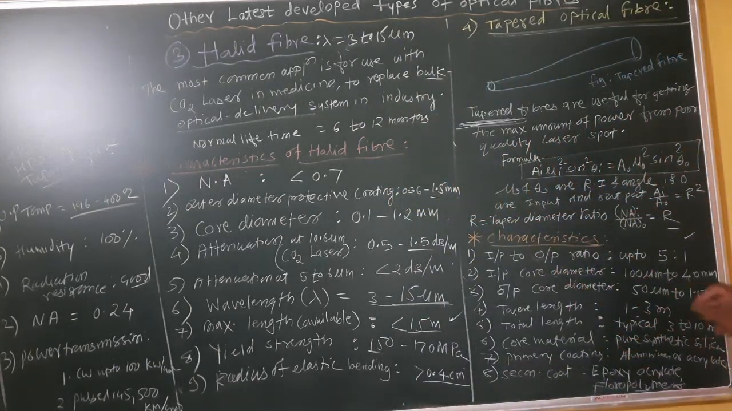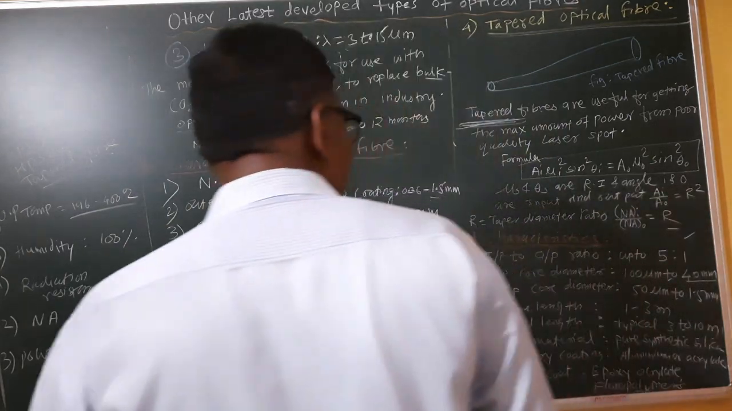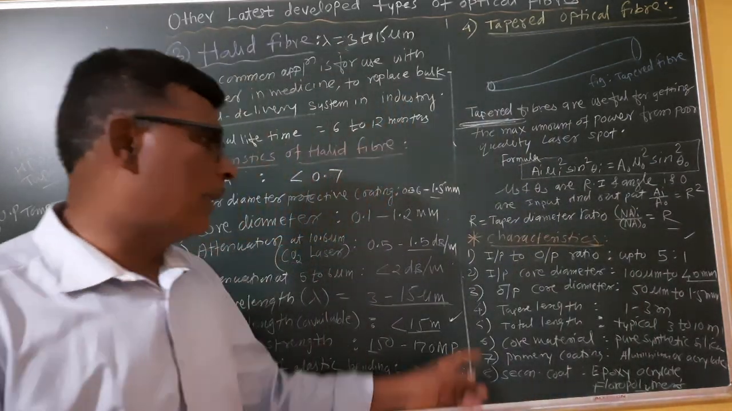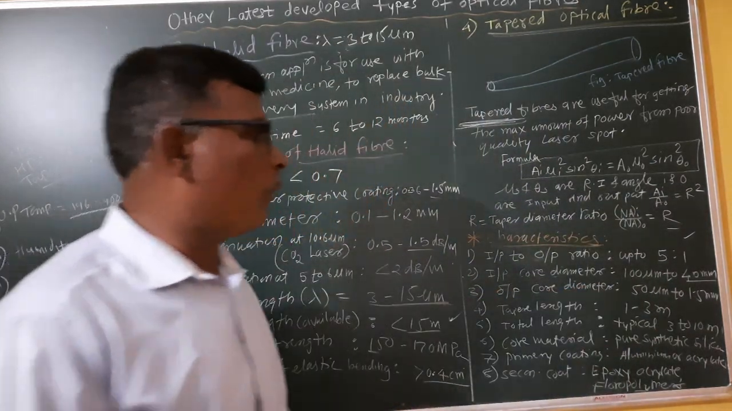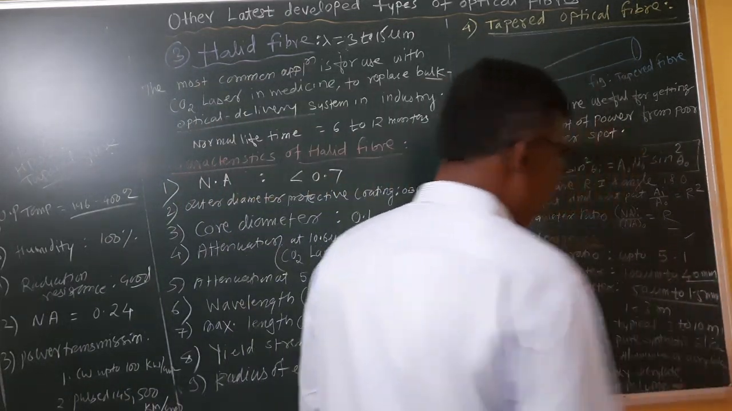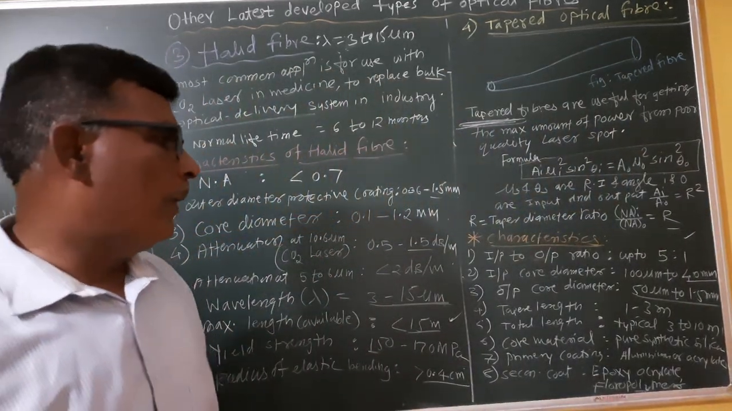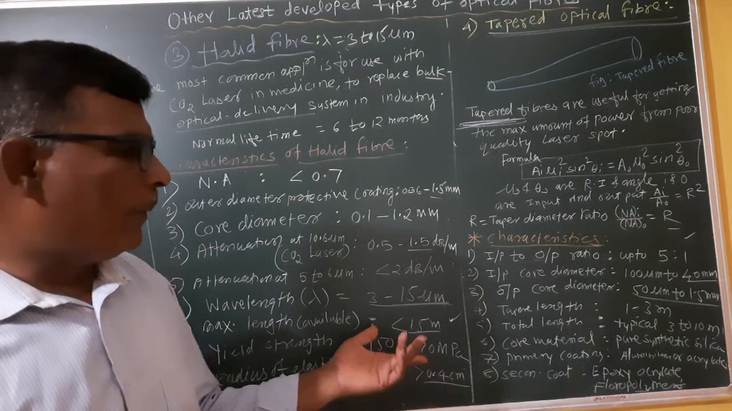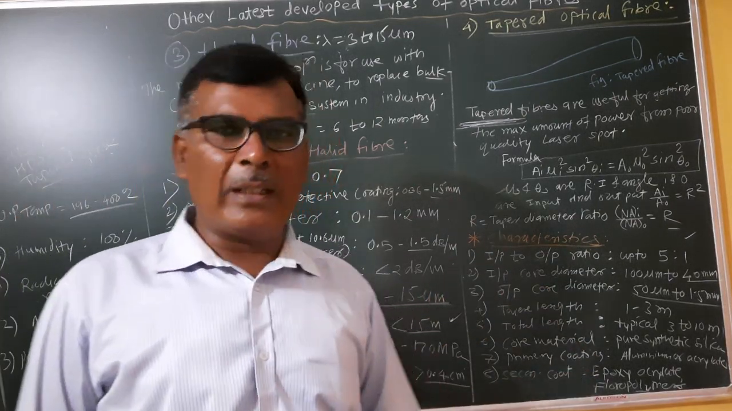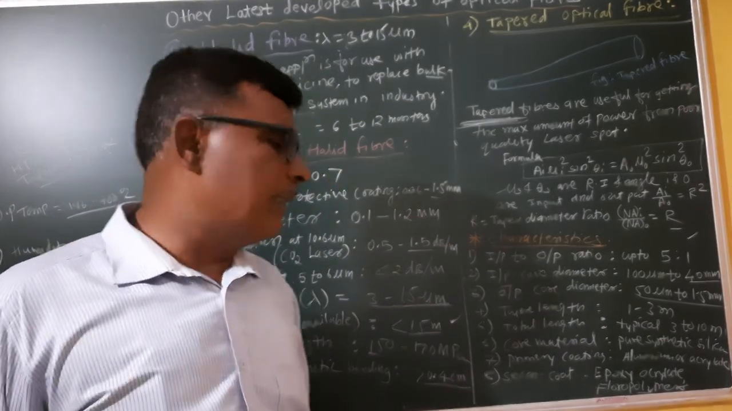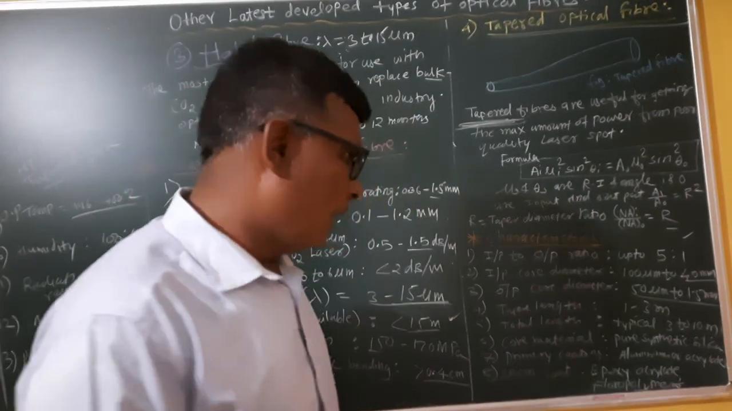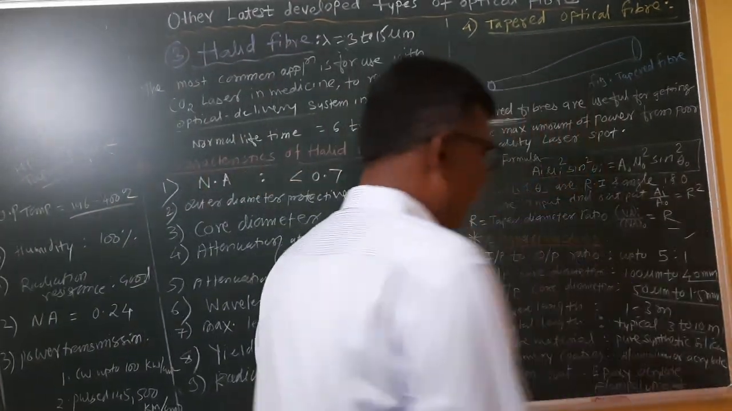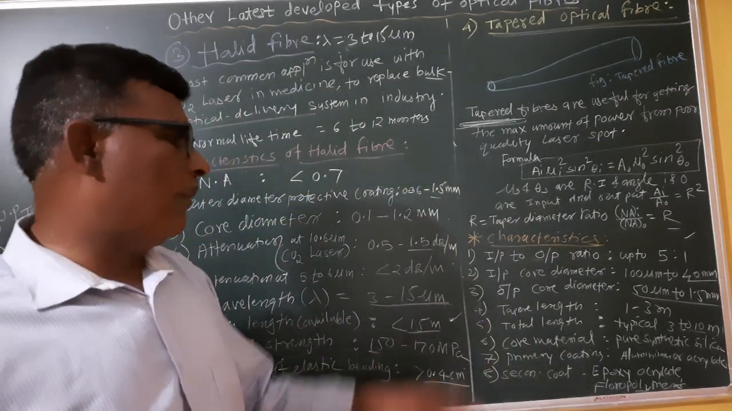Then the core diameter is 100 micrometer to 40 millimeter. That is the core diameter range for the tapered fiber. Output core diameter is 50 micrometer to 1.5 millimeter. Tapered length is generally 1 to 3 meter, but total length is approximately 3 to 10 meter. Typically it is 3 to 10 meter. Generally only 3 meter fiber is used.